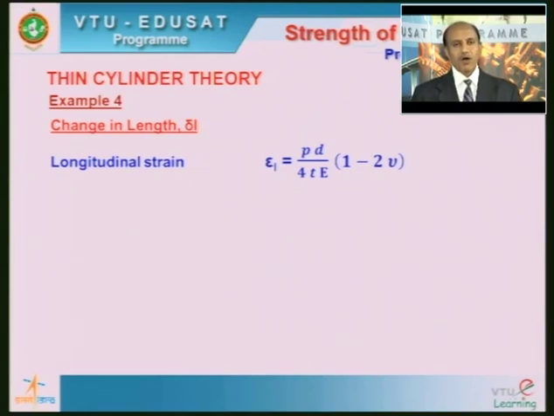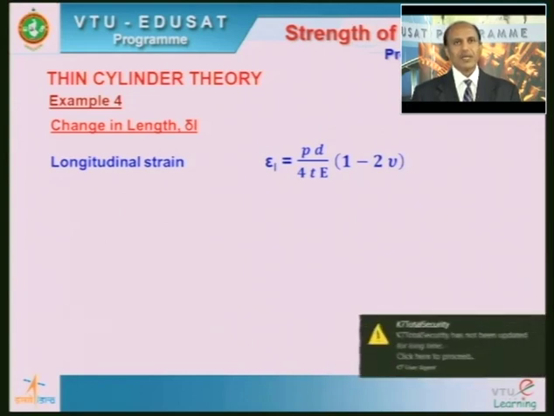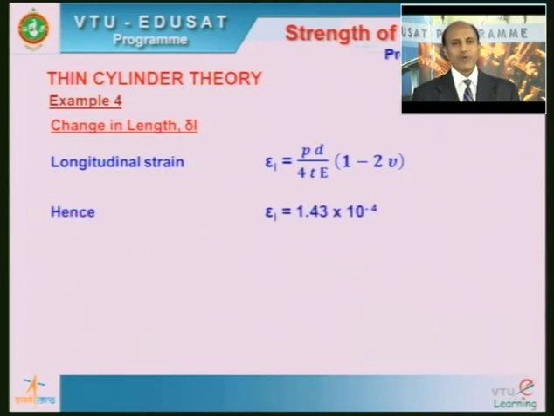You know the numerical values of all the parameters on the right hand side of the equality. Substitute, simplify, and you get the value of longitudinal strain. Once you know the longitudinal strain, as you understand, it is calculated as the ratio of change in length by the initial length, correct. So, I want to calculate the change in length. Again you rearrange. So, delta L is epsilon L times L.